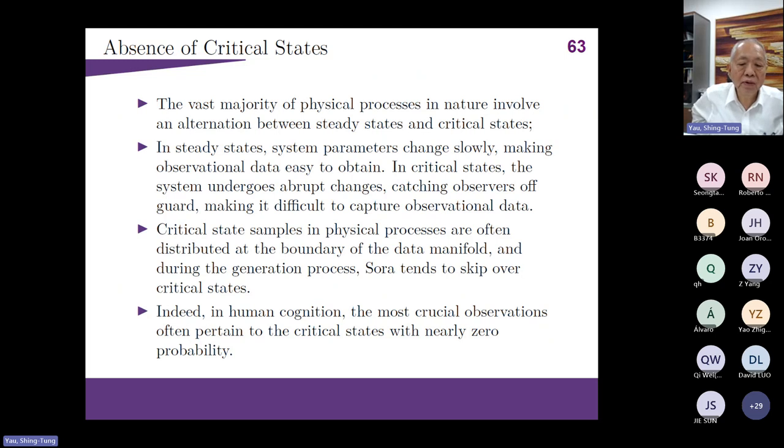Critical state samples in physical processes are often distributed at the boundary of the data manifold. And during the generation process, Sora tends to skip over critical states. Instead, in human cognition, the most critical observations often pertain to the critical states with nearly zero probability.